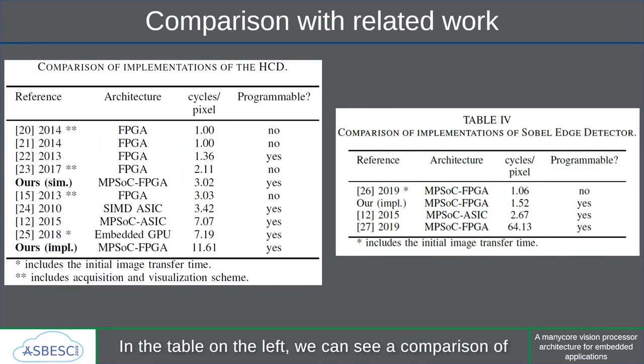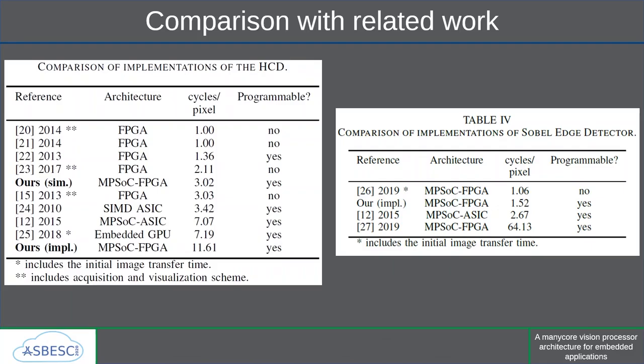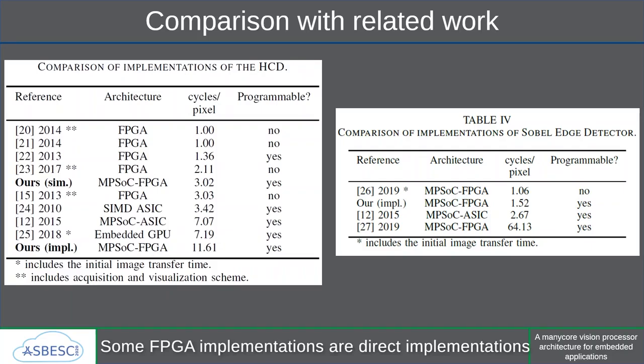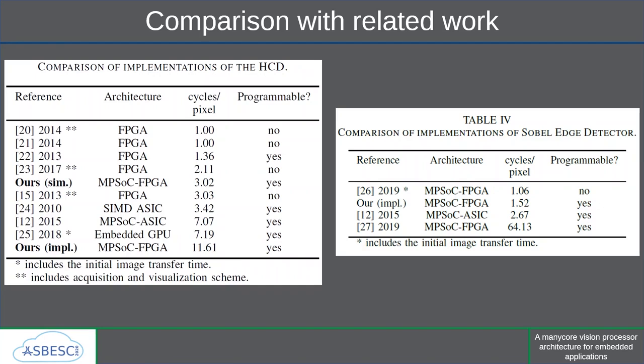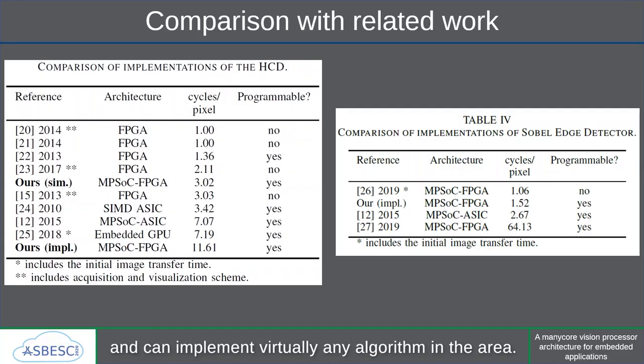In the table on the left, we can see a comparison of our results with other works that implement the same algorithm, the Harris corner detector. We can see implementations in FPGA, embedded GPUs, MPSOCs, and SIMD processors. Some FPGA implementations are directly implementations of the algorithms. This means that they are not programmable, so they can only run the Harris corner detector. On the other hand, our architecture is fully programmable and can implement virtually any algorithm in the area.